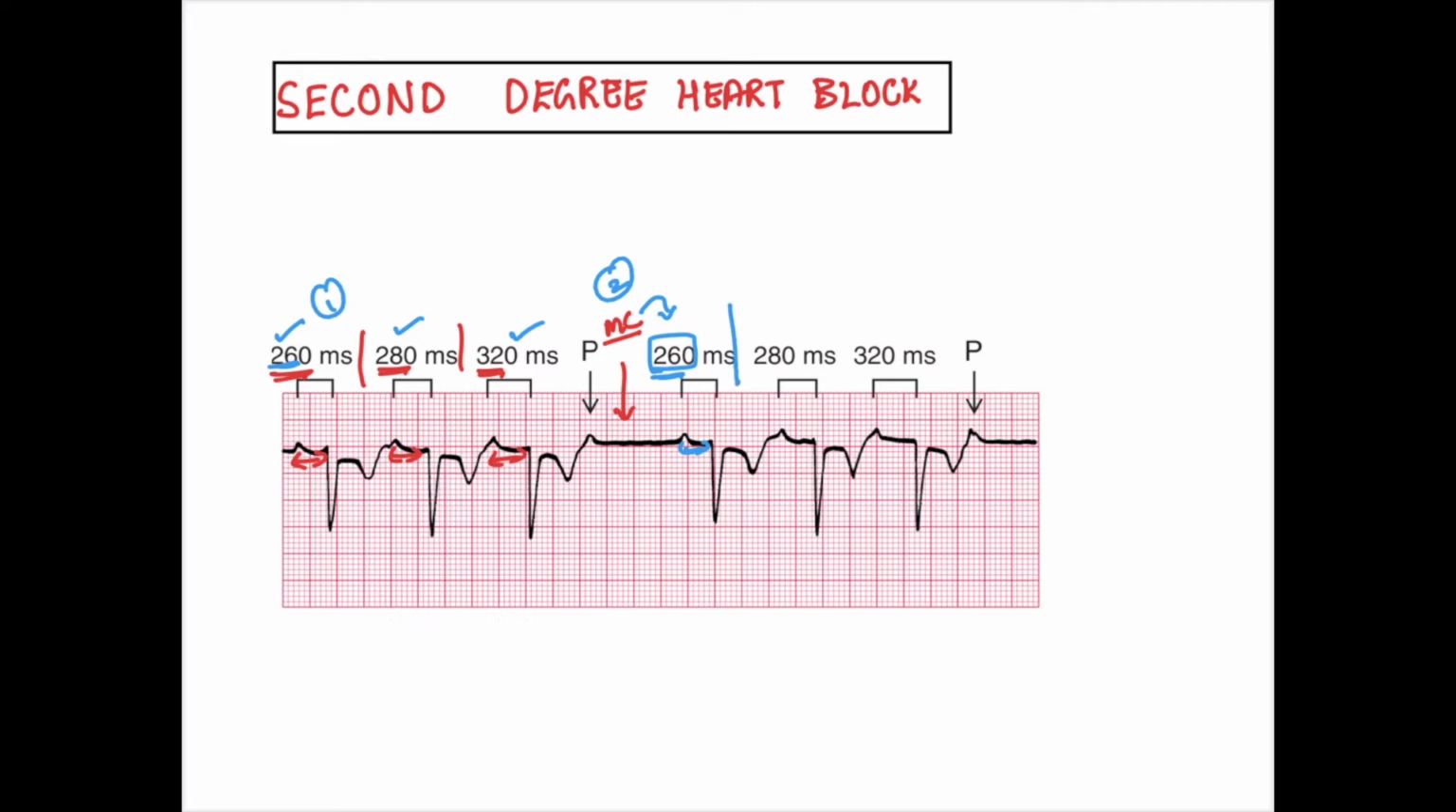You see here 260, 280, and 320. Same fashion, and you'll be seeing a missed conduction after that also. So this manner of repetitive missed conduction and prolonged lengthening of PR interval is a typical diagnosis of Mobitz type 1 second degree heart block in an ECG.